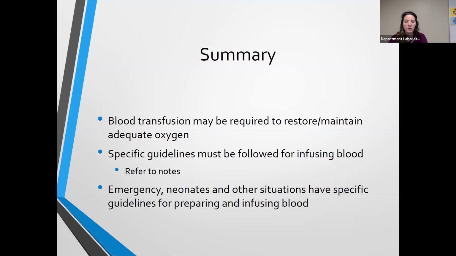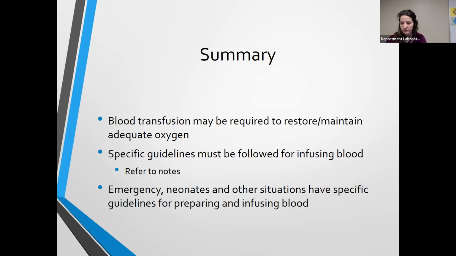So we talked about some specific populations of patients that require specific requirements for transfusion: sickle cell, thalassemia, neonates, massive transfusion, and emergency release. Those are some special circumstances in blood bank that we always really want to pay attention to.